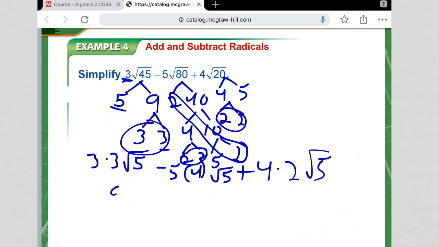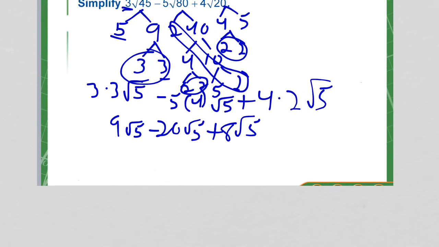So this now becomes 9 square root of 5 minus 20 square root of 5 plus 8 square root of 5. So since all of these are square root of 5, all I have to do is add and subtract the numbers in front. So 9 minus 20 would give us negative 11, plus 8 would give us a negative 3. So this would be a negative 3 square root of 5. Let's go ahead and take a look at that again.